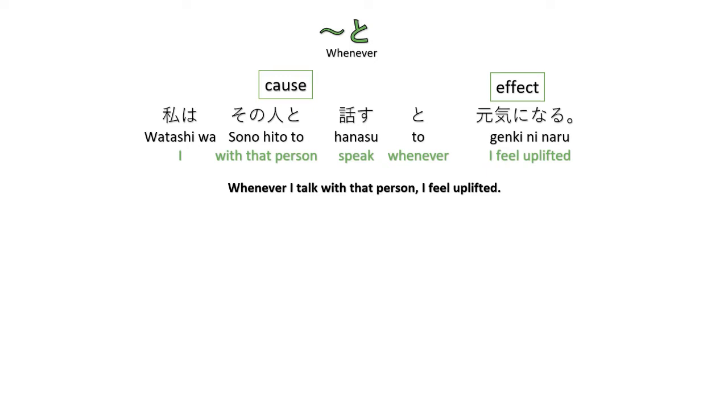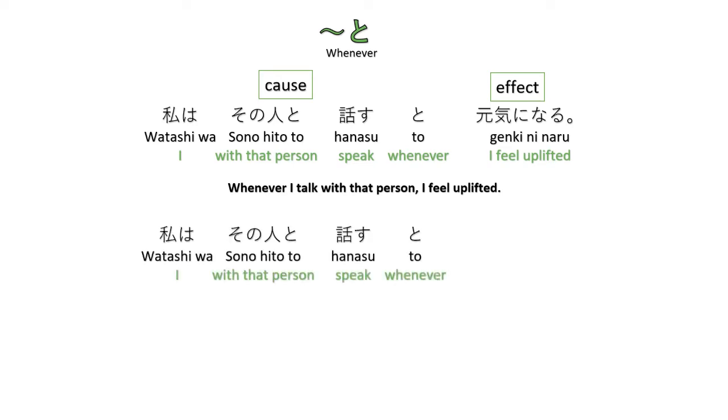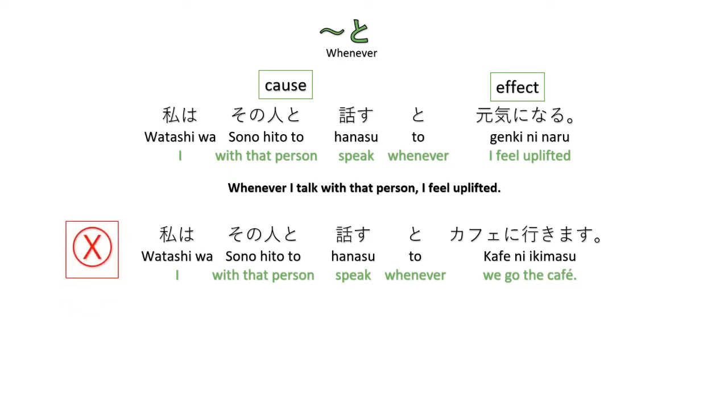Alright, so let's go back to the first sentence that we have. Watashi wa sono hito to hanasu to genki ni naru. Whenever I talk with that person, I feel uplifted. So the event described by the second clause must follow the event described in the first half of the sentence. So it is wrong to say, Watashi wa sono hito to hanasu to cafe ni ikimasu. This is wrong because the second clause does not follow the event described in the first half of the sentence. It doesn't make sense: whenever I speak with that person we go to cafe. It does not follow at all.